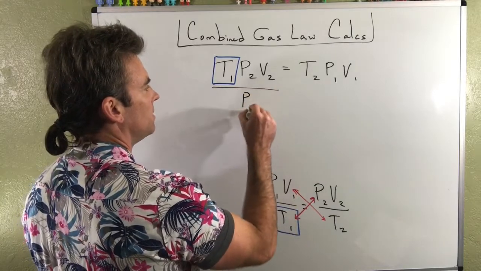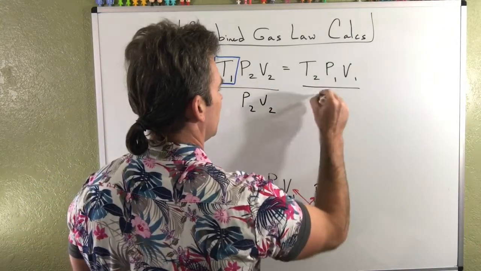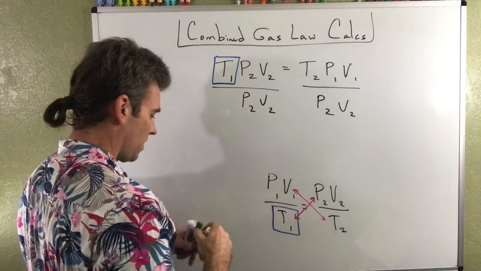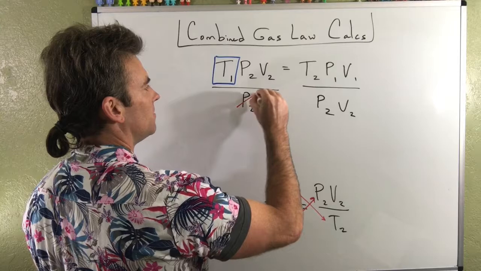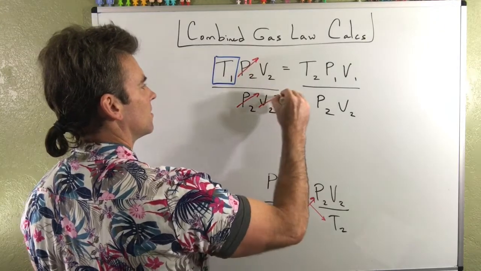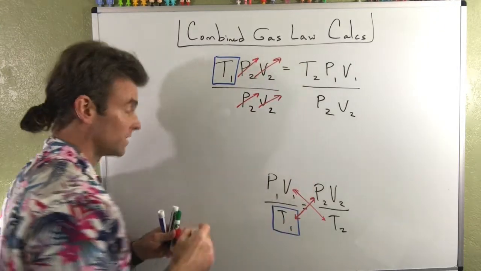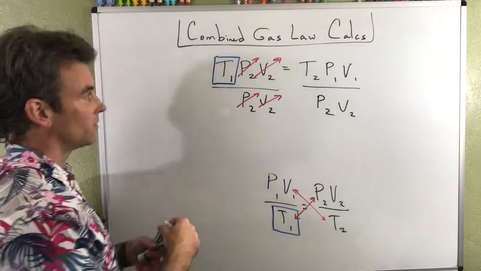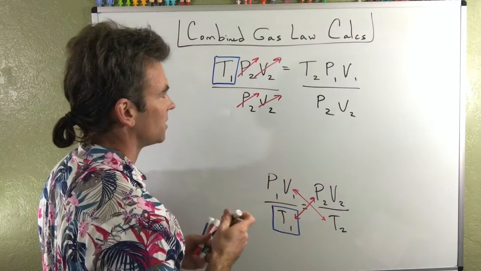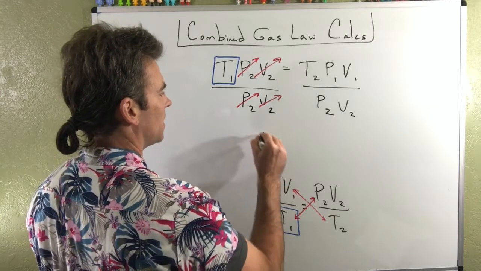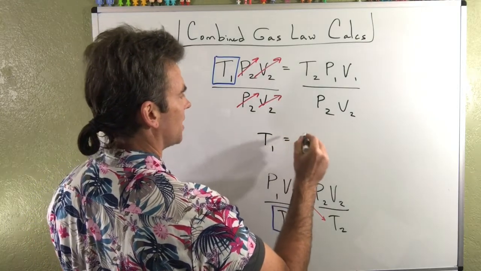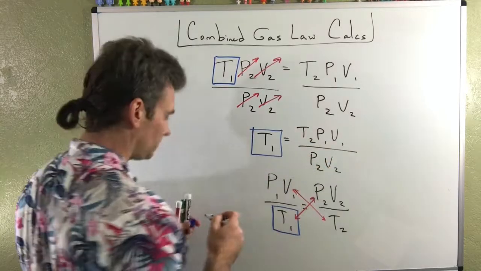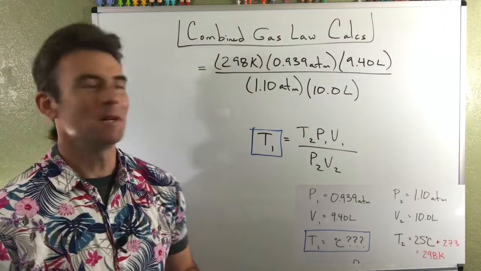So we divide by P2 V2 and do the same thing to both sides, like we always have to. That automatically makes the second pressure and the second volume disappear. And lo and behold, we end up with the reimagined combined gas law equation that will allow us to solve the problem. Stick with me, we're almost done.